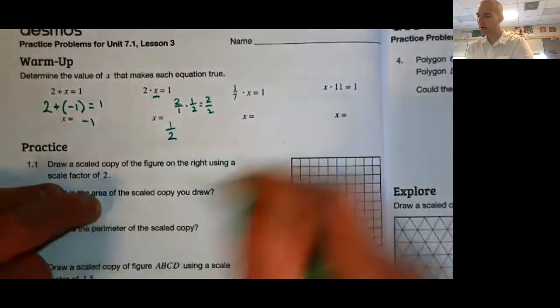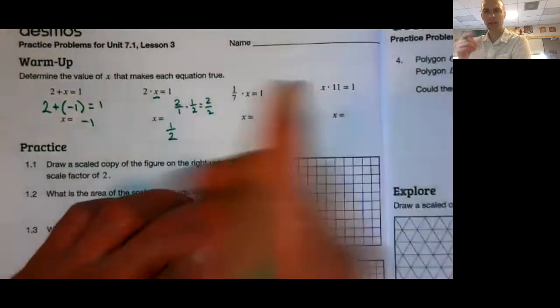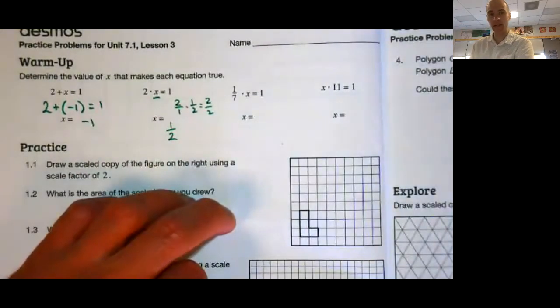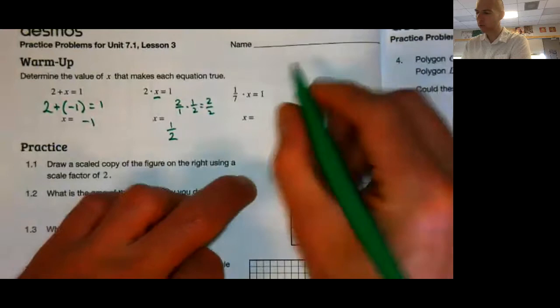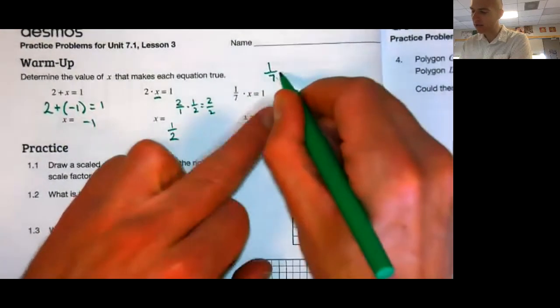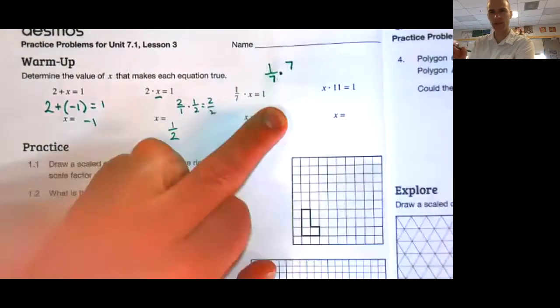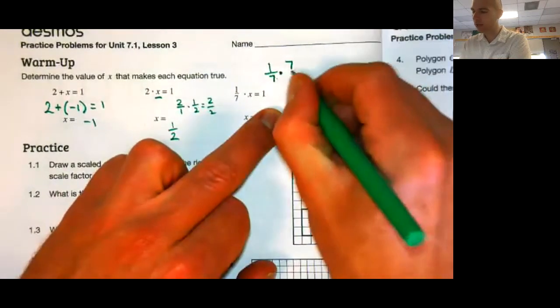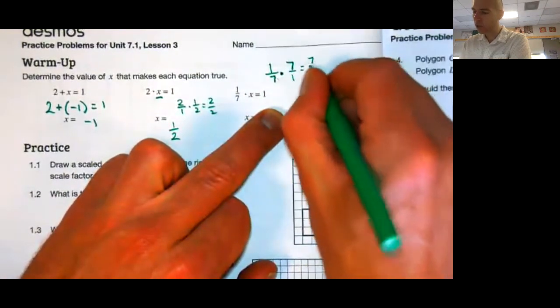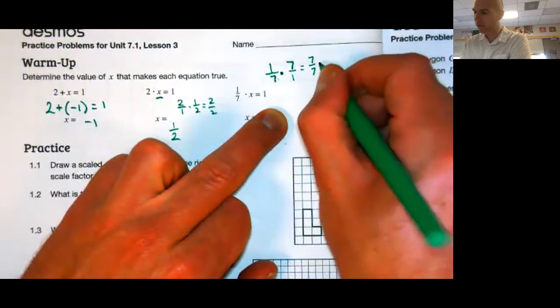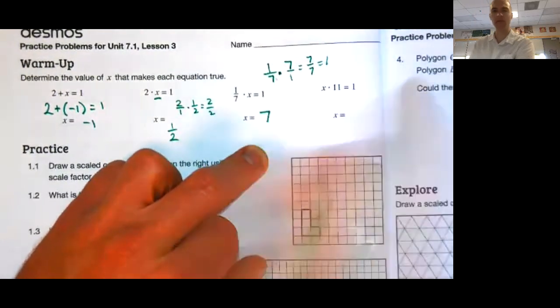And so here, thinking about that same thing, we need to multiply this fraction by something to get 1 whole. Well, 1/7, the number they gave us, times 7, right? If you had 7/7, or you can think of it as 7 over 1, would get you 1 whole, because now you have 7/7. So I think the answer to that one is going to be 7, or 7 over 1.